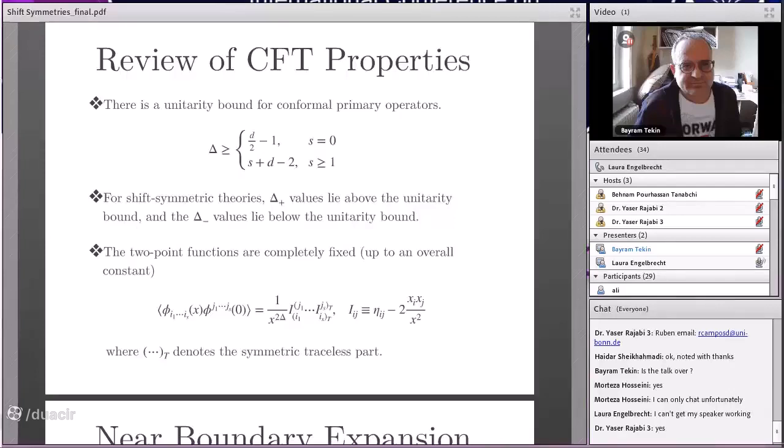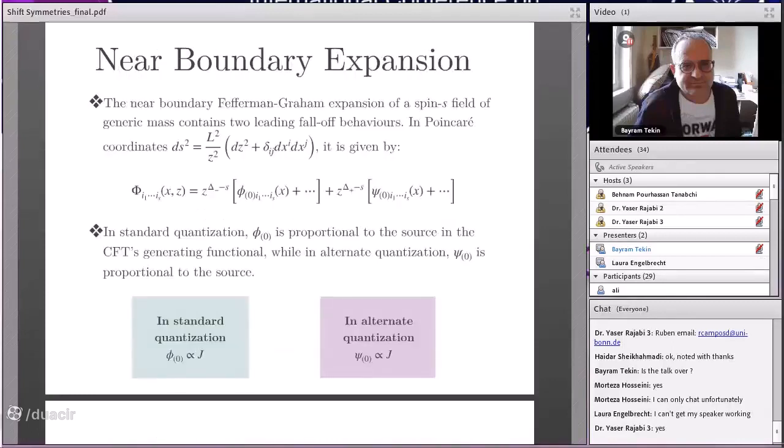So you might think, well, this must just be the end of the story. What more is there to say? Everything's completely fixed. But this is actually not the end of the story, and I will show you that there is more to say for these shift symmetric theories.